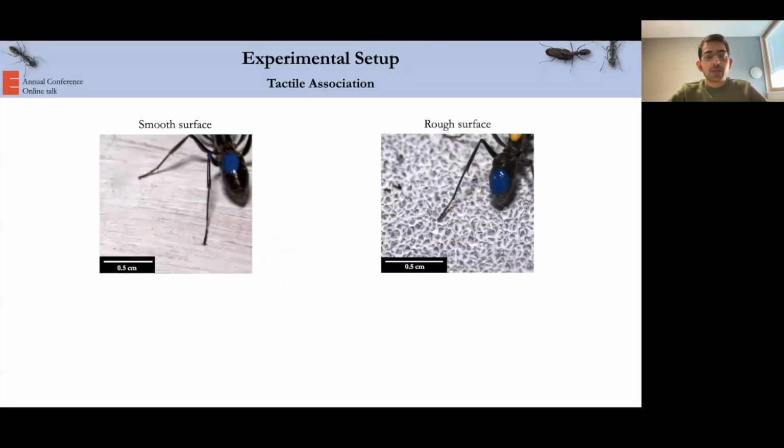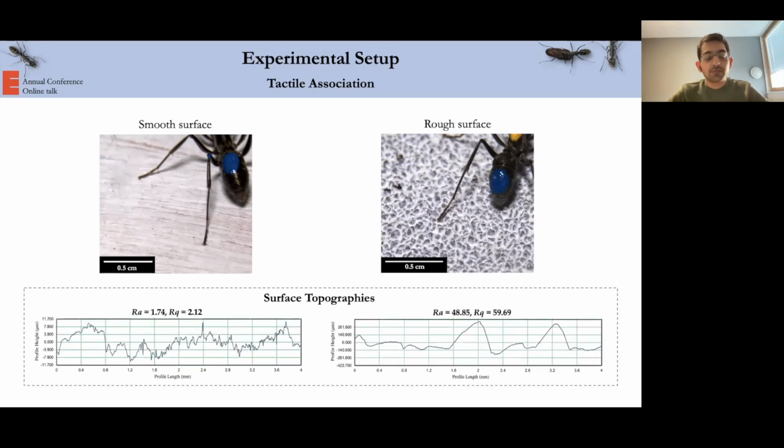For the tactile association experiment, we used an 80 grit sandpaper as the rough surface and the backside of the same sandpaper as the smooth surface. In the experiment, they were actually painted black. Here, they have been painted white to give a qualitative sense of how rough the surfaces are with respect to the ant. The bottom panel shows the qualitative difference in the surface topographies measured using a surface mechanical profilometer. The Ra value is the average of the individual measurements of deviations along a surface. The Rq measures the root mean square of the distribution of the surface deviations from the mean line on the surface.